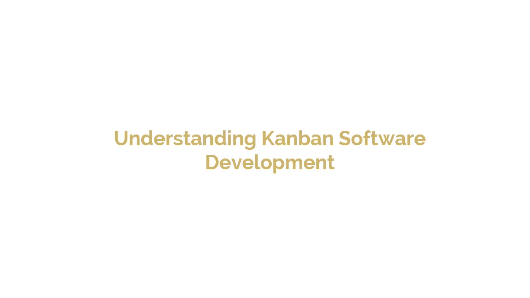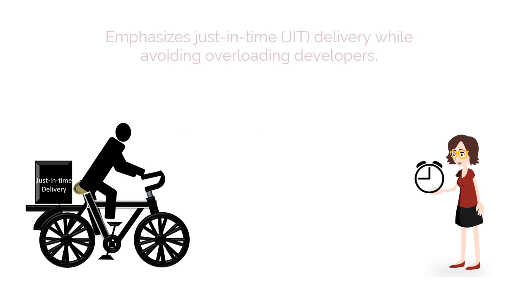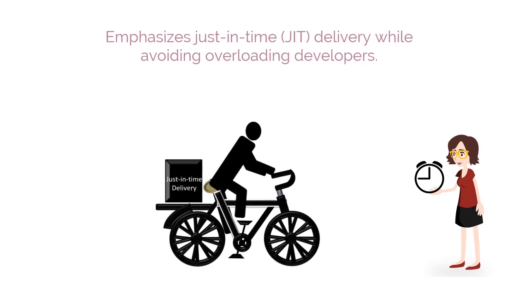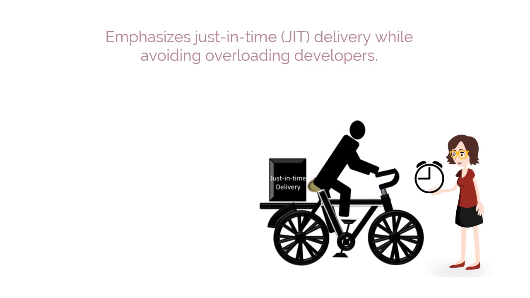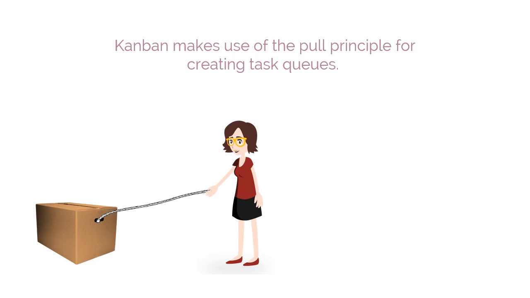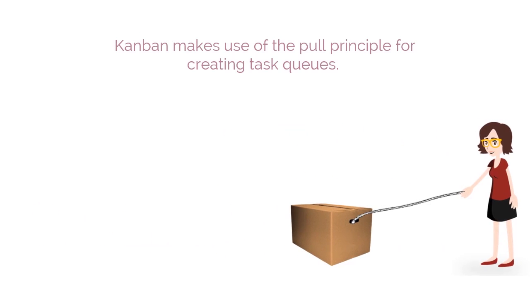So let's get started. Kanban emphasizes just-in-time, or JIT, delivery, while avoiding overloading developers. Kanban makes use of the pull principle for creating task queues. The developers, based on the availability of capacity, pull tasks from the queue, which are displayed using visual aids.